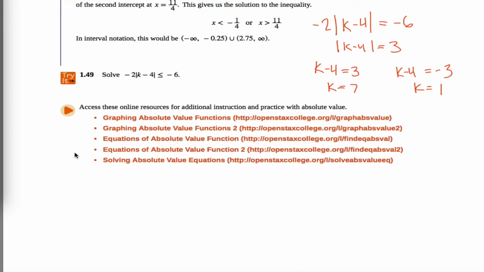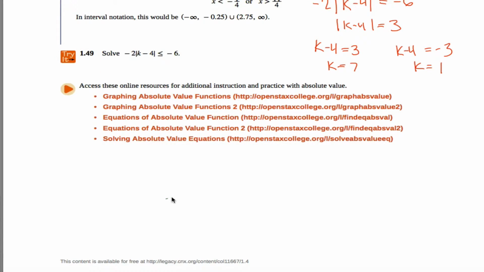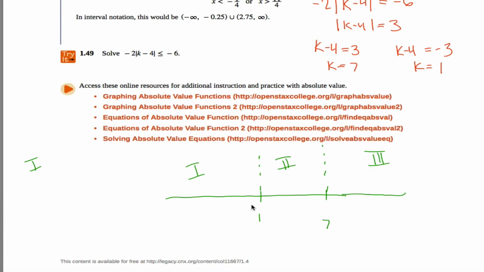My next step is to draw this number line. K, for some reason, is 1 and 7. That divides my numbers up into 3 different regions. And all I have to do is test numbers from each of the 3 regions. So from region 1, which is all the numbers less than 1, I'm going to arbitrarily pick x equals 0. I guess not x, but k equals 0. And see if that works.